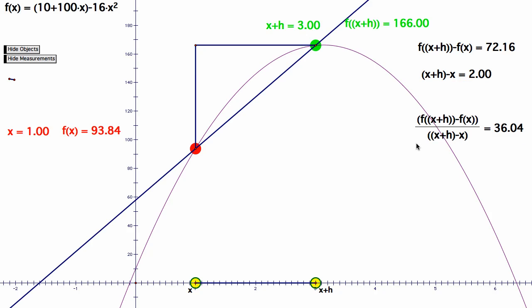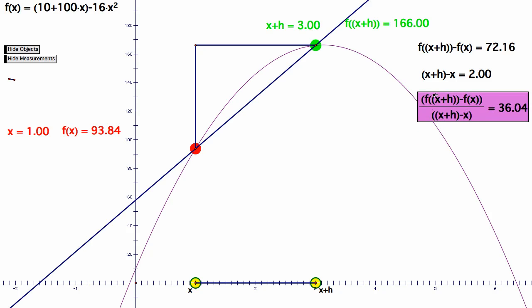Well, for those of you who are already familiar with a derivative and the idea of a derivative, this may start to look familiar. In fact, if you look carefully at this denominator, some of you might recognize that you can actually simplify this, and this simply simplifies to h. Okay, more on that in a minute. So the average rate of change from 1 to 3 seconds would be 36.04 feet.